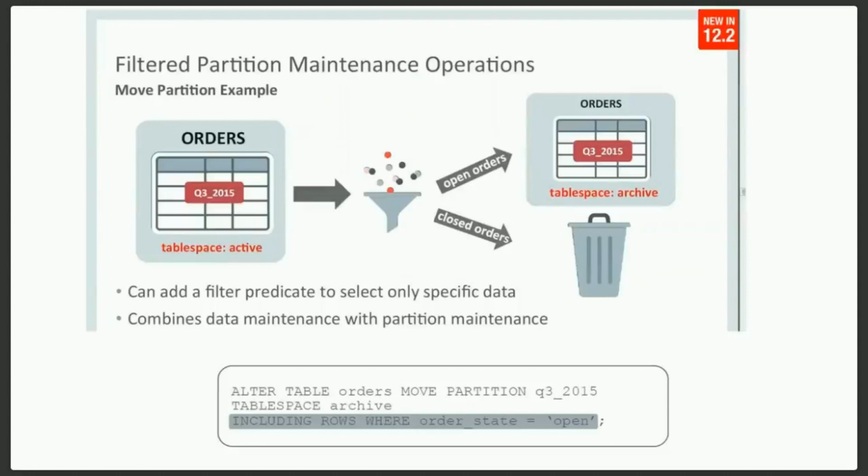But what we can do along with the partition maintenance operation, which in this case is a move partition, so moving my partition from tablespace active to tablespace archive, as part of that move partition operation, I can also filter some data. So you can see out here I'm specifying including rows where order state is equal to open. So only open orders get archived, and what happens to the closed orders? They get purged. So I'm moving data and also filtering data at the same time as part of the move operation. So that is called filtered partition maintenance operation, a new feature in 12.2.